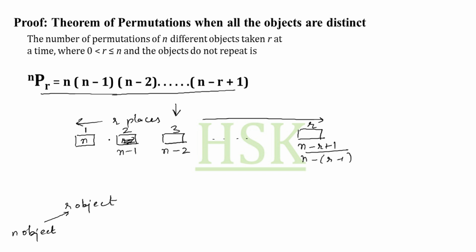Since all the objects are to be arranged, we are going to apply the fundamental principle of multiplication, and on multiplying all these values, n into n minus 1 into n minus 2 up to n minus r plus 1, we get the total number of arrangements of n different objects taken r at a time as equal to nPr, which is equal to n into n minus 1 into n minus 2 and so on up to n minus r plus 1.